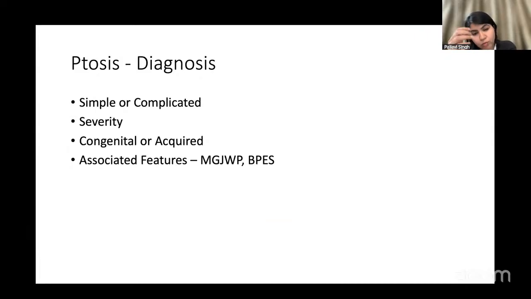Once you've done this whole examination and the history taking, you should have a diagnosis which tells you whether the ptosis is simple or complicated. A ptosis is complicated if it is associated with a third nerve palsy or a Marcus Gunn or a monocular elevation deficit. You have to mention in your diagnosis how severe the ptosis is, whether it's congenital or acquired, and of course, if there are any other associated features. Once you've reached that point, the discussion will move on to the management of ptosis, which is beyond the scope of this discussion.